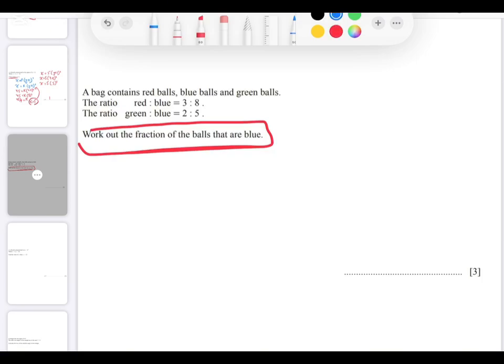So you can see that both have blue in them. We have red to blue and we have green to blue. But the ratios, you will see, both have a different value for blue. That's 8 and that's 5. So what's the first step you need to do in this type of question? Make the ratio the same. How to make the ratio the same? Just multiply and make it the same. Now understand this concept clearly. Right now the ratio of blue is 5 and the ratio of blue is 8.